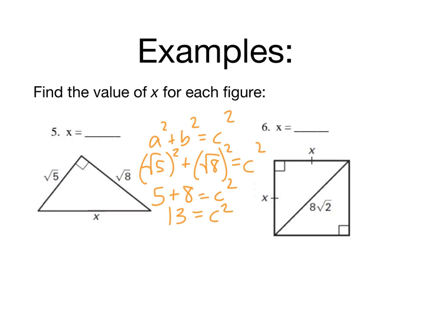13 is not a perfect square, but when you square root this one, because the problem already had radicals in it, let's leave our answer a radical. So I can use square root of 13.